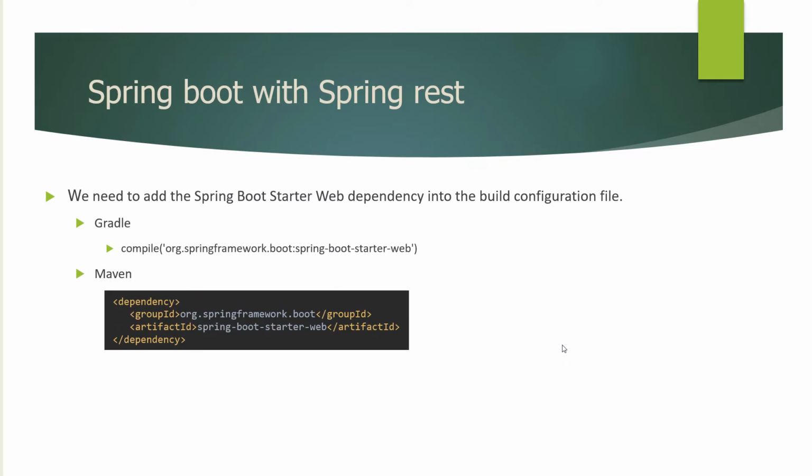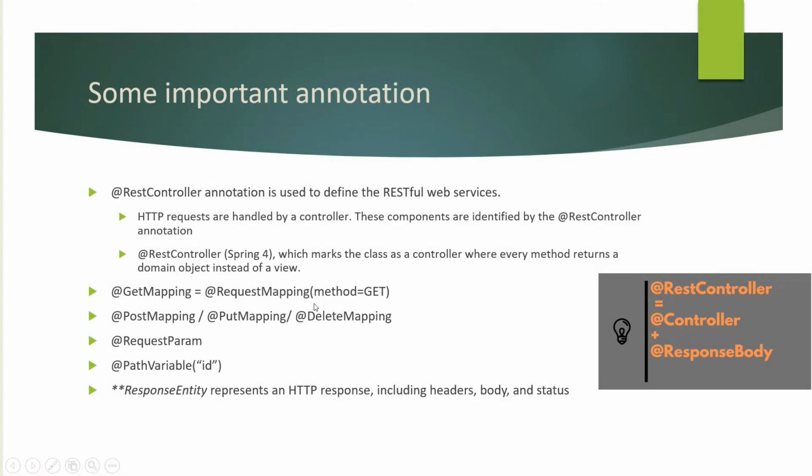Now we move to the main part, how to create the REST API using Spring Boot. Firstly, we should add the Spring Boot starter web dependency to the configuration file. It depends on what technology you use, Gradle or Maven. The Spring Boot starter web also includes Spring Web MVC, so you don't need to add anything else to develop the REST API.